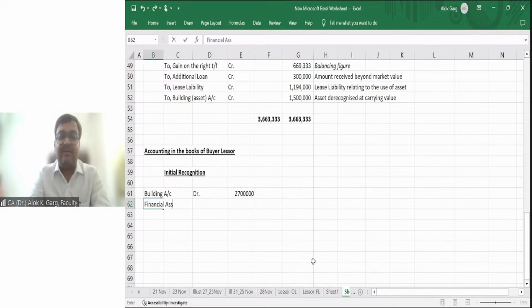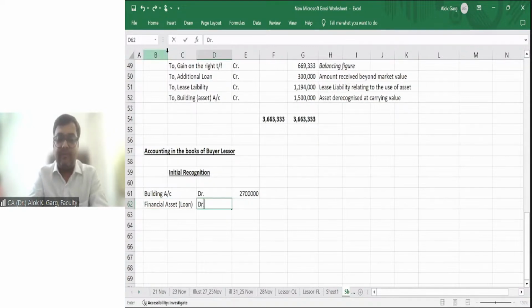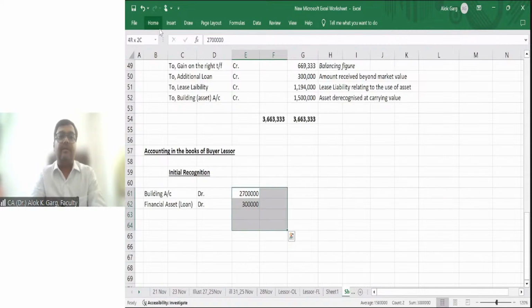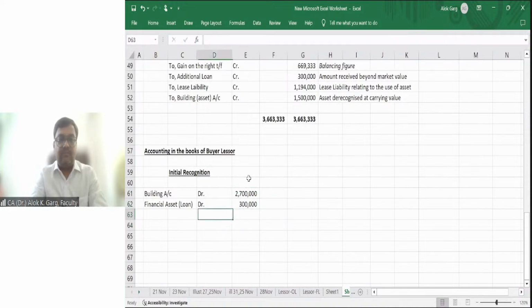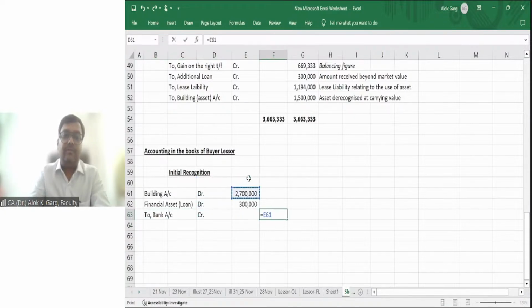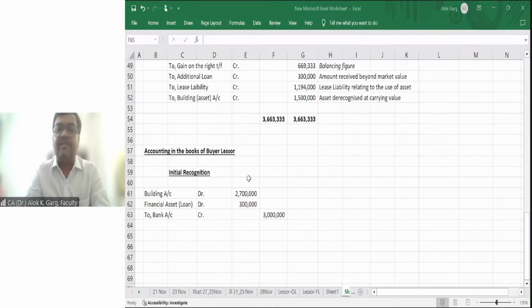Financial asset, debit, the loan which he has given to the lessee, by 3 lakh rupees. Two, he has paid the money, so bank account credit, 30 lakh rupees. Hope it is clear.